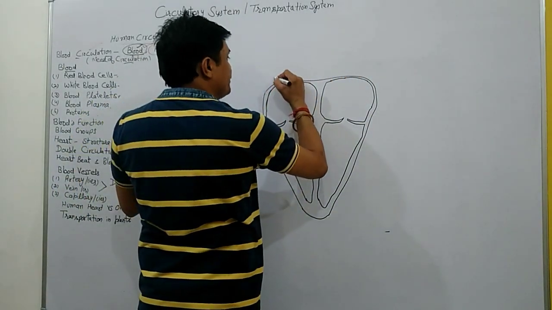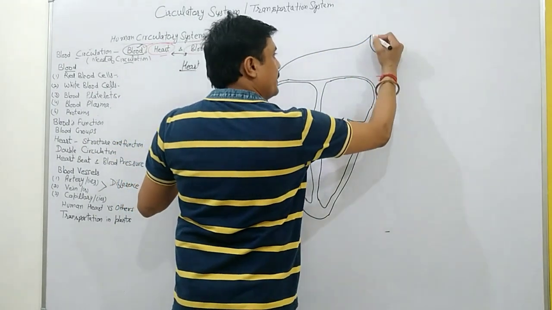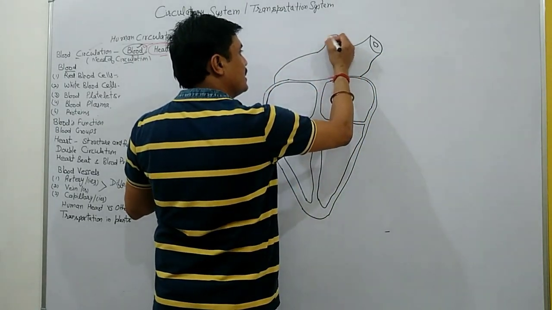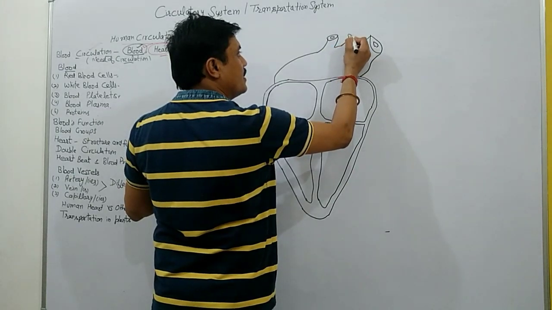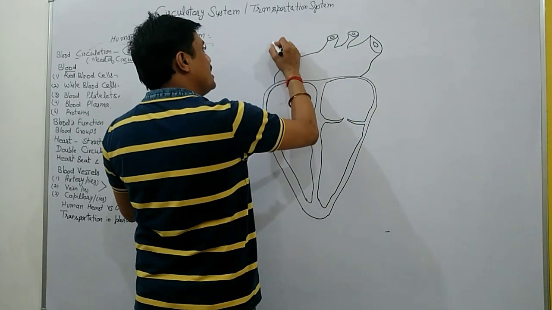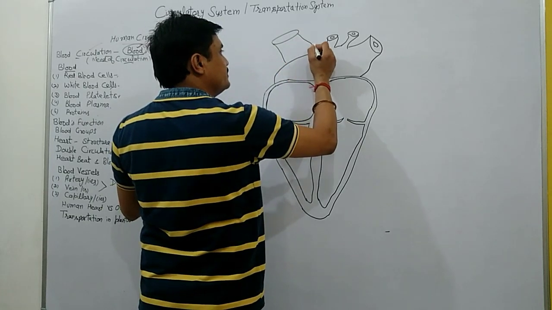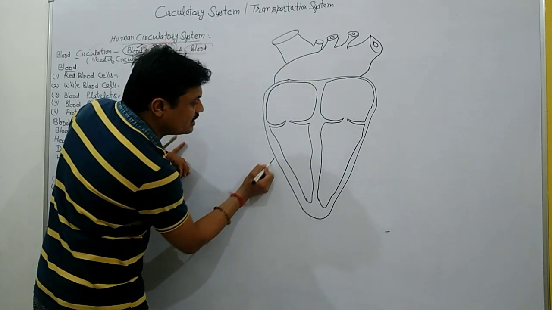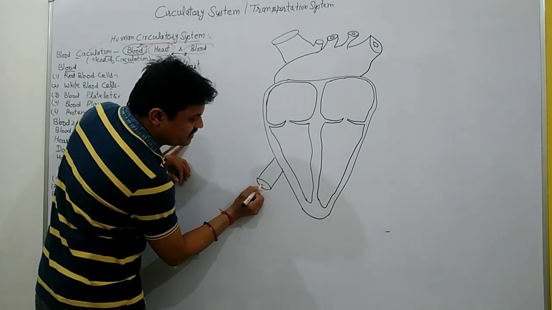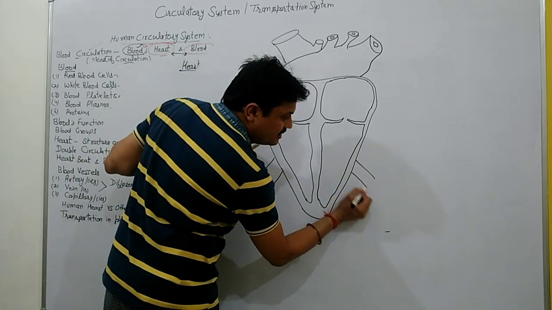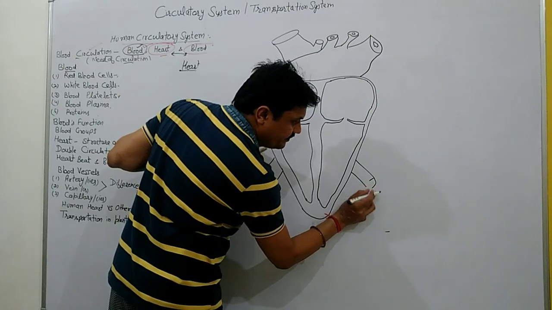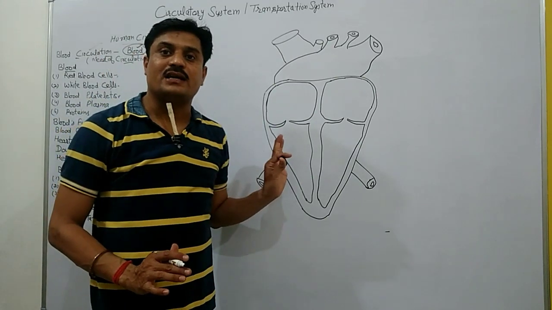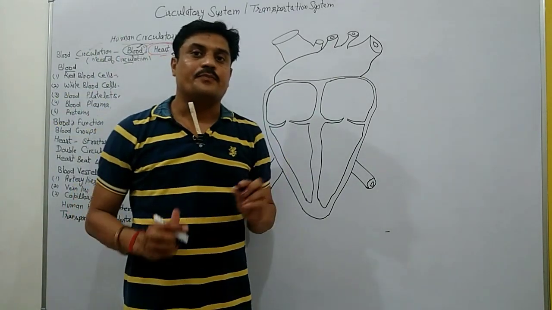Now draw a vessel this way, and draw another vessel this way, and another vessel at this portion this way, and another vessel here this way. It is your heart, a very simple diagram to draw, and now I will name the parts.